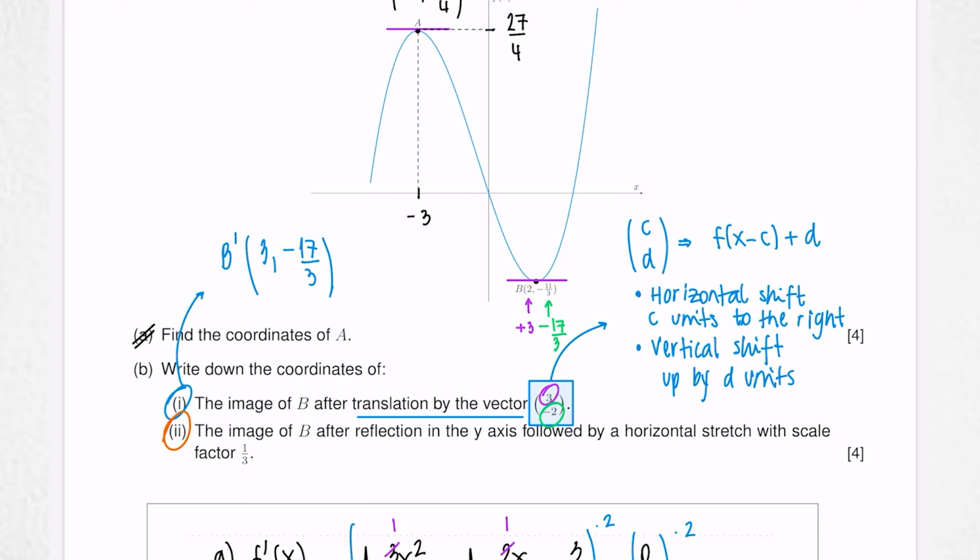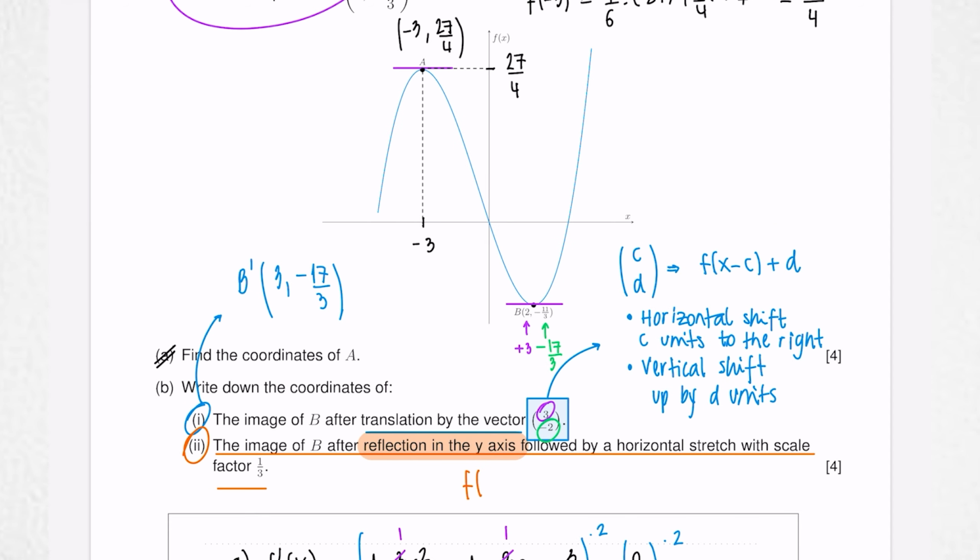Now in the last one, we want the image of B after reflecting in the y-axis or over the y-axis, followed by a horizontal stretch with scale factor 1/3. Now to reflect it over the y-axis, we do f of negative x, and with the horizontal stretch with a scale factor of 1/3, we multiply the x values by 3. Therefore, we have f of negative 3x.